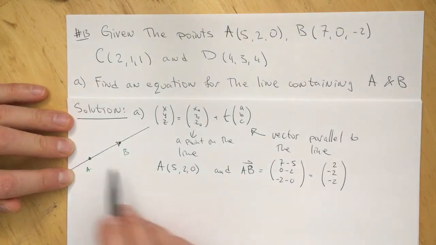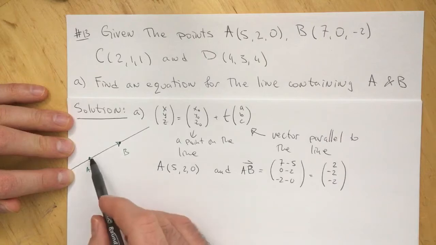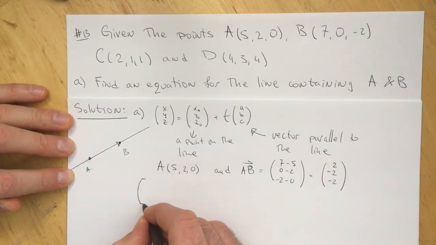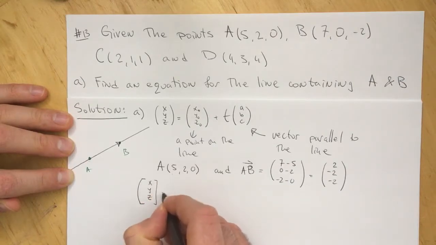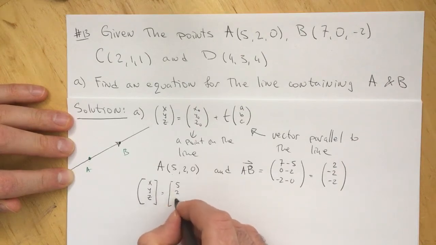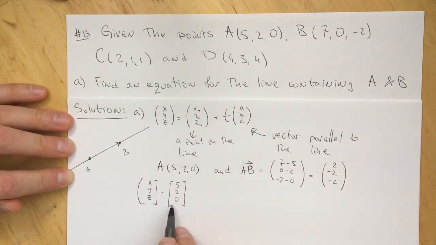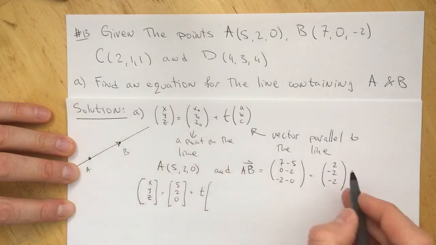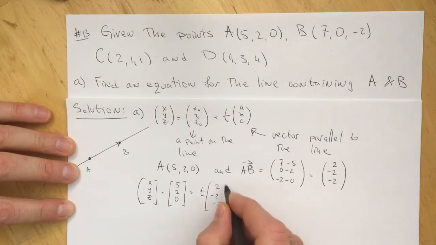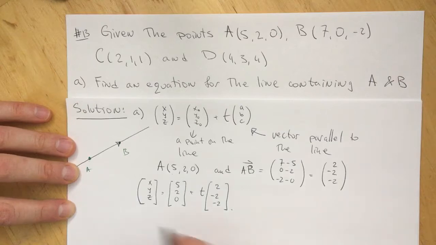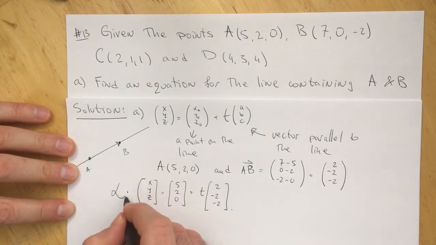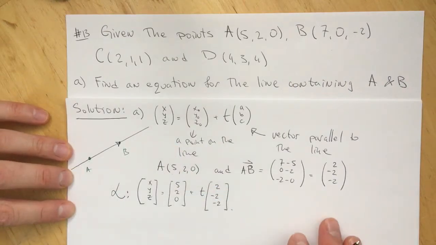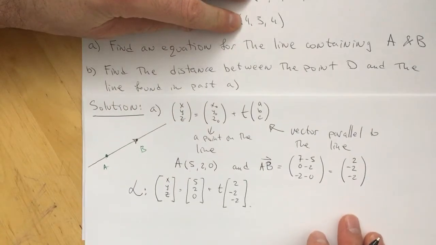Okay, so what do we have? I have a point on the line, A, and I have a vector parallel to the line, that's the vector AB. So now you just come back here and you write that (x, y, z) is equal to (5, 2, 0), the point on the line, plus the parameter t, that's why it's called the parametric equation, times the vector parallel to the line, and we found that one, (2, negative 2, negative 2). Okay, let's call this line L. Let's say that this line in part A that passes through A and B is called the line L. So we move on to the second question.